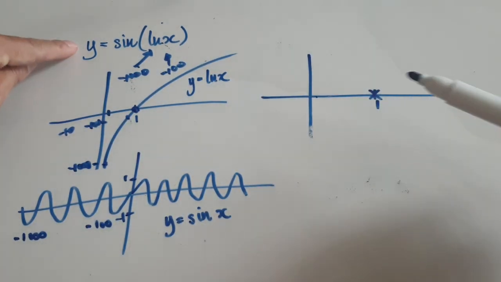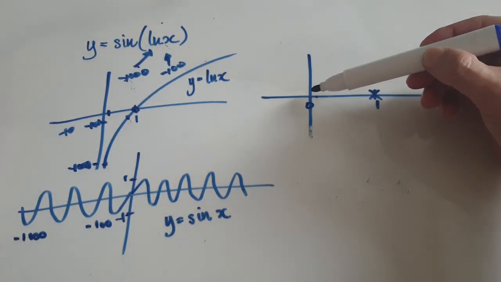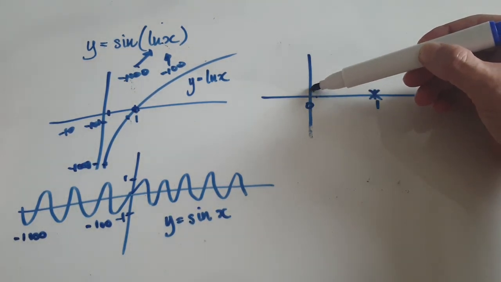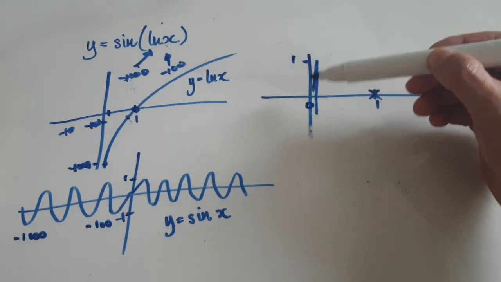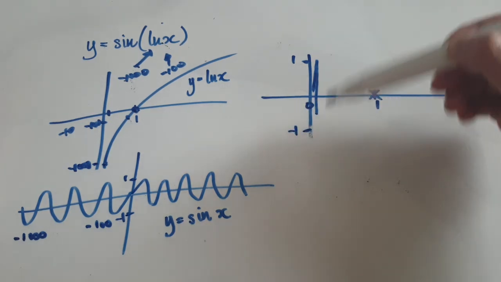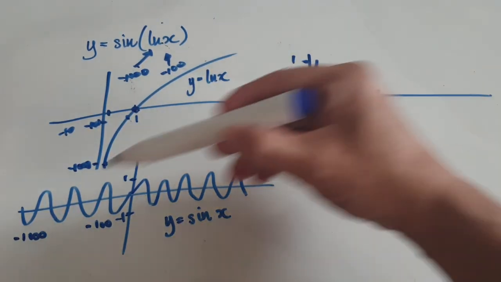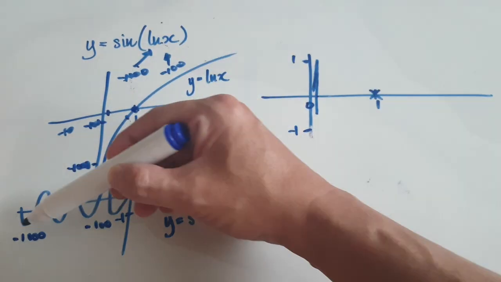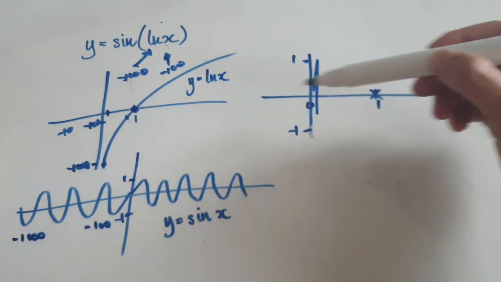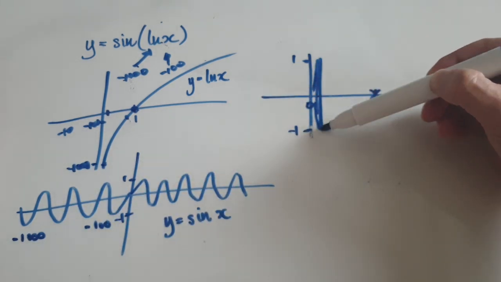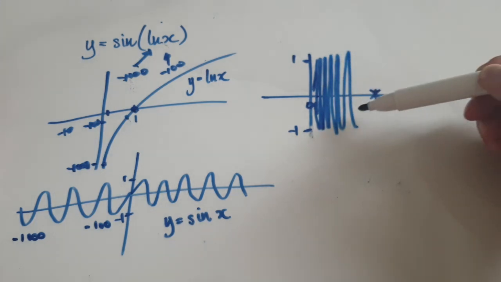So your actual graph will look something like this. Remember, dead on 0 it breaks down, it's undefined. So in between it will look something like this. Remember, the output will be from 1 to -1, so it's just going to oscillate between the two. Now in between here and here, what you put into this bubble will be -1000 to -100. So there will be so many oscillations in between the two.